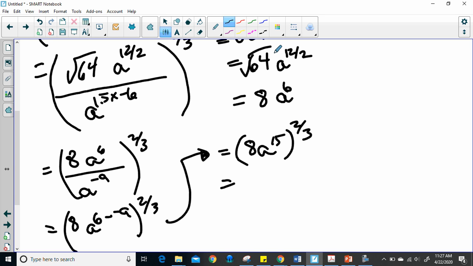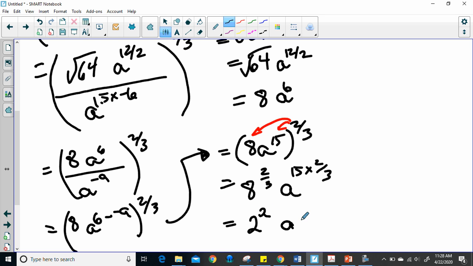Now I'm going to bring my 2/3 in. Now it is time to bring in that outside exponent. So it's going to come into the 8 and it's going to hit the a. So I'm going to get 8 to the 2/3, a to the 15 times 2/3. So let's see, the third root of 8 is 2, so that's going to give me 2 squared. 15 times 2 gives me 30 over 3. All right, 2 squared is 4. 30 over 3 is 10. Final answer.